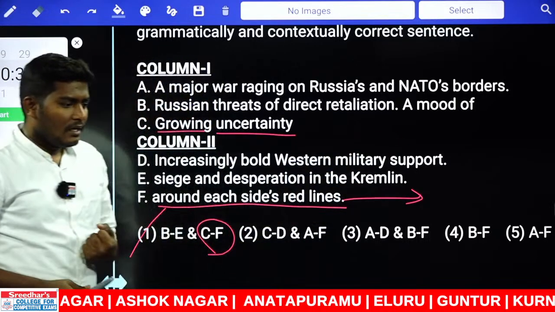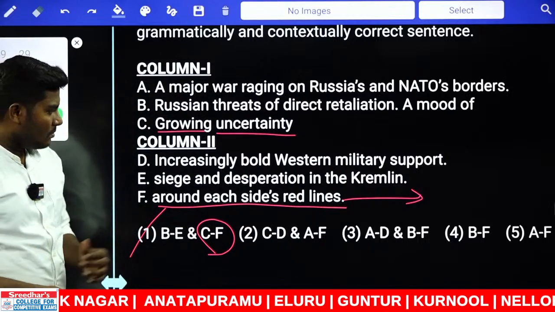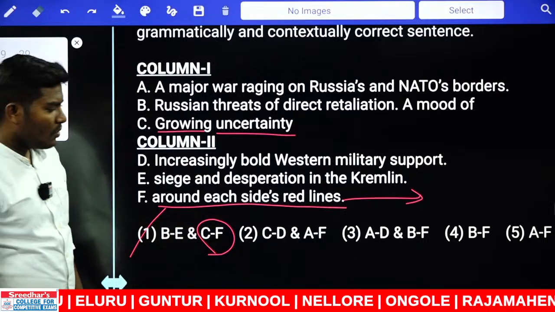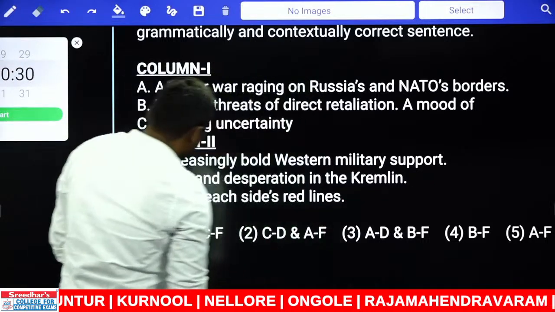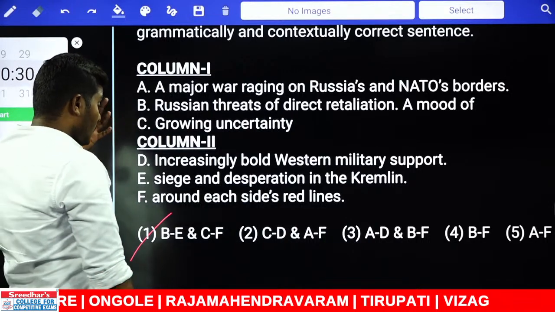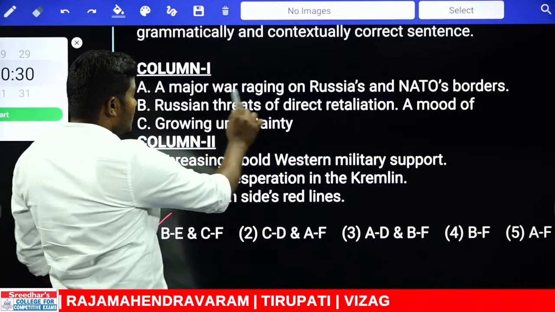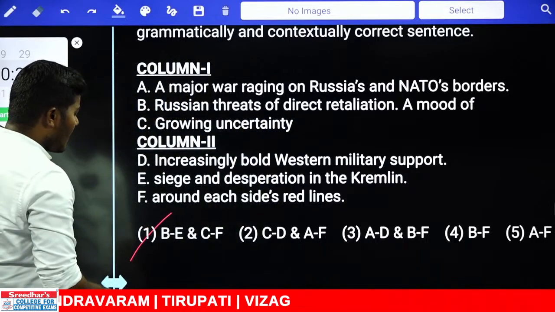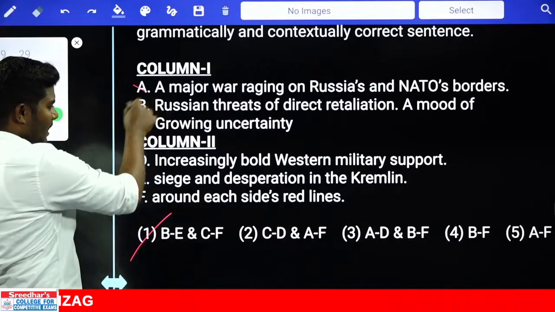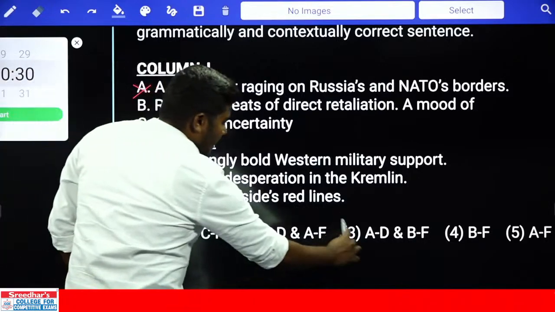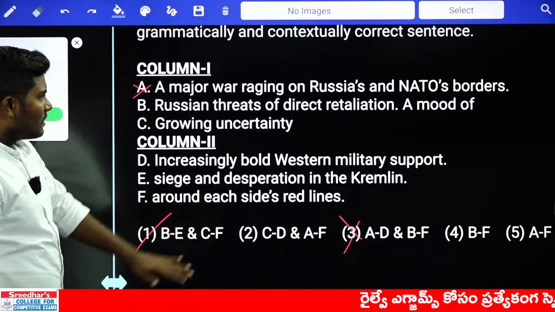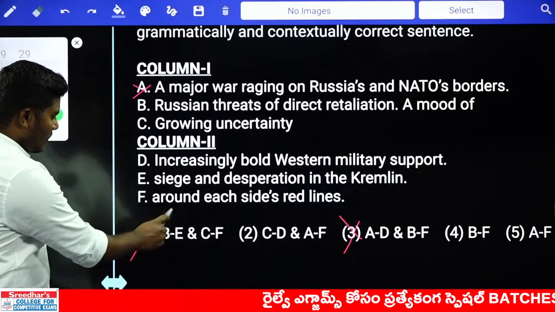వీ కెనాట్ డైరెక్ట్లీ యూజ్ దాట్. ఓకే, సో వితౌట్ కంటిన్యూషన్ నాట్ పాసిబుల్. బట్ ద పాయింట్ ఈస్ దెర్ ఈస్ నో అదర్ ఆల్టర్నేటివ్, నన్ ఆఫ్ ద అబోవ్ కూడా లేదు. సో ఆన్సర్ షుడ్ గో ఫర్ ద ఫస్ట్ వన్. లెట్ అస్ చెక్ ఫర్ రిమైనింగ్ ఆప్షన్స్ ఏమన్నా పాసిబిలిటీ ఉన్నాయని. A major war raging on Russia's and NATO's borders, increasingly bold Western military support. అసలు ఏడి పేరబుల్ రావడానికి ఛాన్స్ లేదు. ఏడి థర్డ్ నాట్ పాసిబుల్ ఎట్ ఆల్, కాంటెక్చువల్లీ రాంగ్. Borders around each other's red lines, no. Go with only first one.